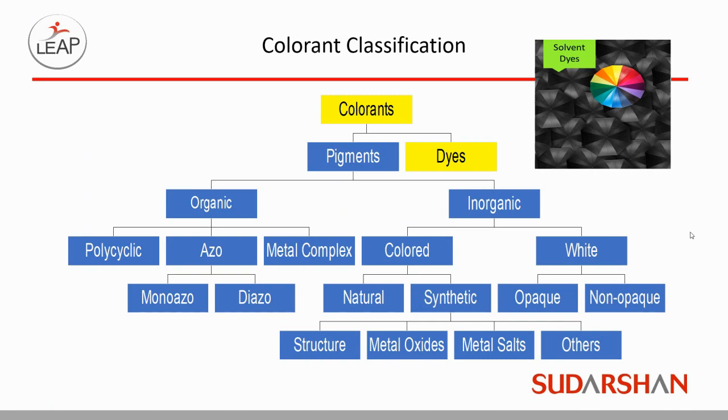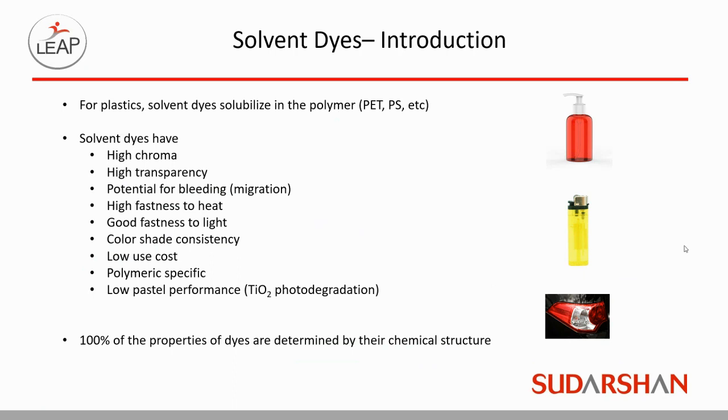Solvent dyes. These are in a class by themselves for a reason. Primarily used in plastics. These solvent dyes are used primarily because they are extremely highly transparent. So they offer a lot of physical properties that make them very attractive because of that transparency. Good fastness with respect to heat, but they are polymer specific.